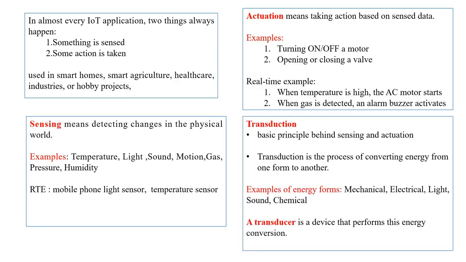Next, we'll see what transduction is. Transduction is the basic principle behind sensing and actuation. It is the process of converting one form of energy to another form of energy, like mechanical energy converted to electrical energy, light energy to sound energy, or electrical energy to sound energy. And a transducer is a device which performs the energy conversion.